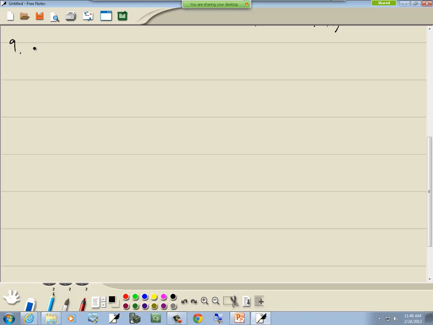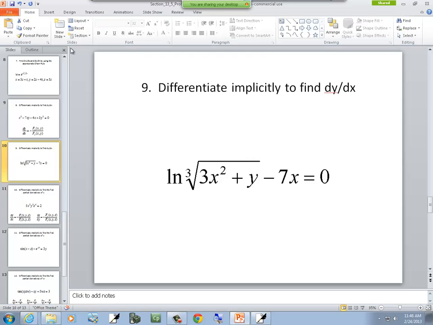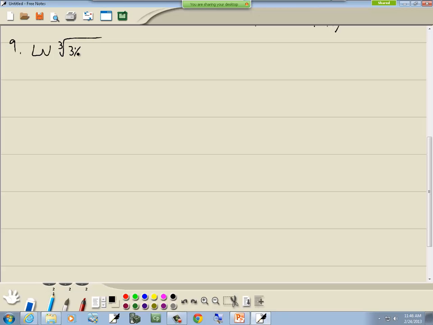Okay, so we got the natural log of the cube root of 3x squared plus y minus 7x is equal to 0. Well, first off, we don't want radicals, so I'll rewrite that as 3x squared plus y to the 1/3 power, minus 7x is equal to 0.